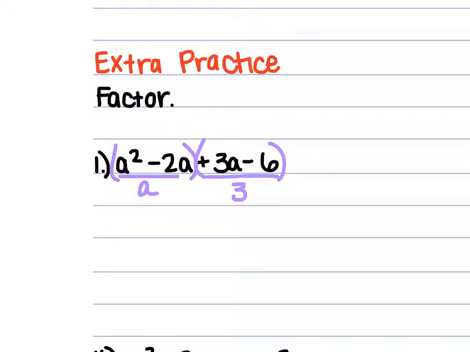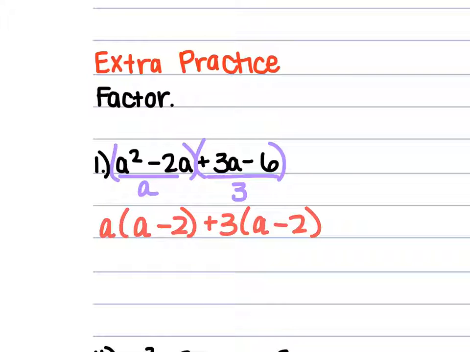So we're going to factor out the a from the first set. We'll be left with a times a minus 2, and then the 3 times a minus 2. Those two sets of parentheses are the same, so we're going to form one with the a and the positive 3, and then we're going to rewrite the second set of the two parentheses that are the same.